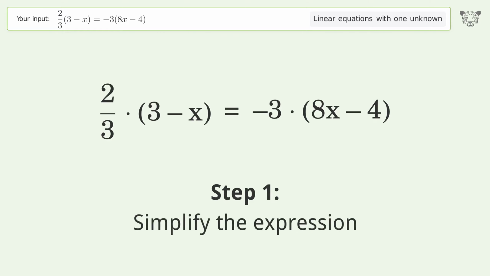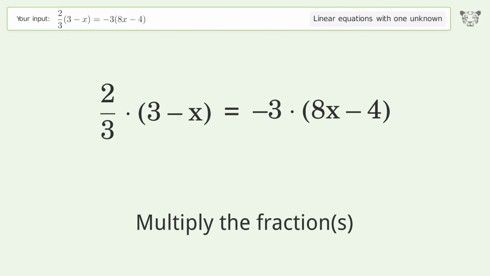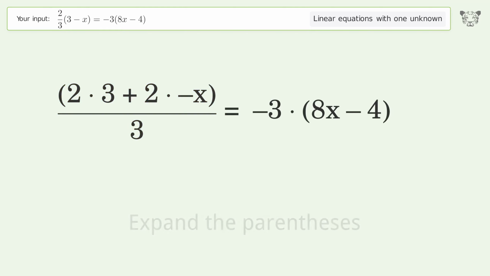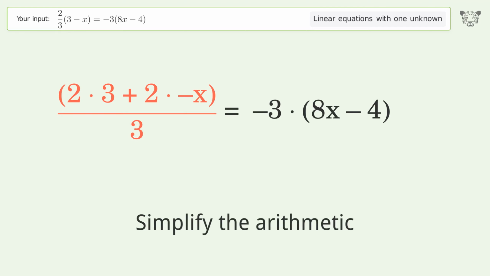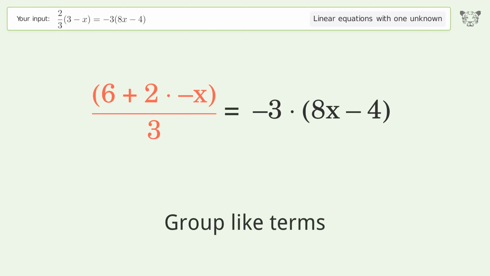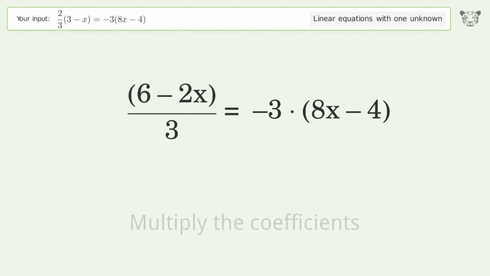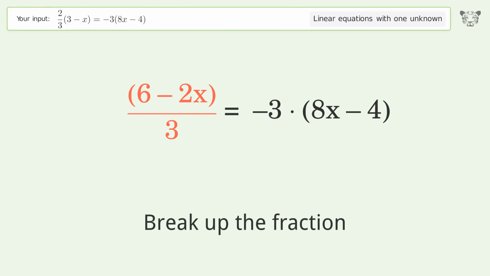Simplify the expression. Multiply the fractions. Expand the parentheses. Simplify the arithmetic. Group like terms. Multiply the coefficients. Break up the fraction.